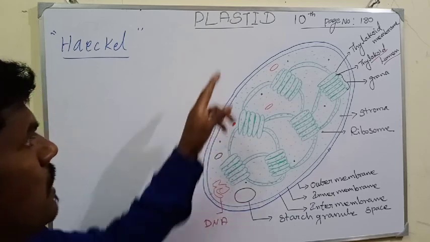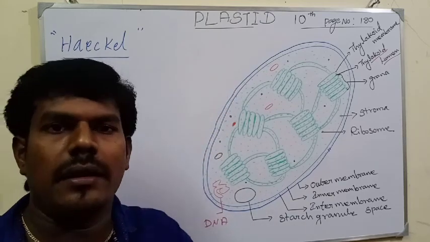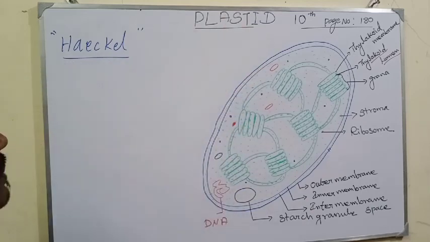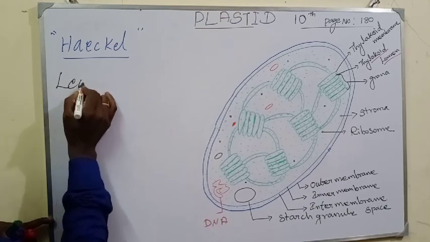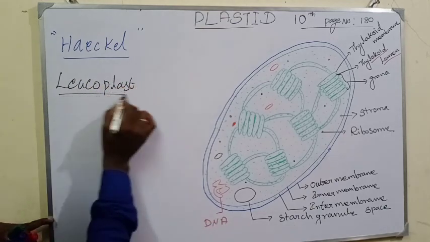What is the main function of the plastid? It prepares its own food material and that material is stored in itself. That is the plastid. See, plastids are basically divided into two types. What are they? First one, leucoplast.